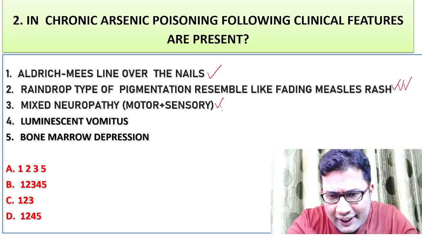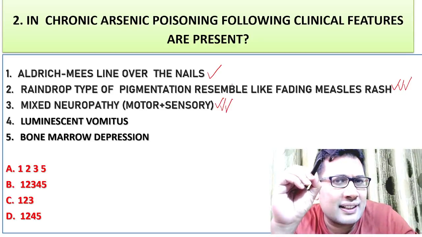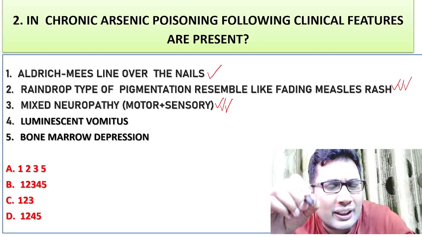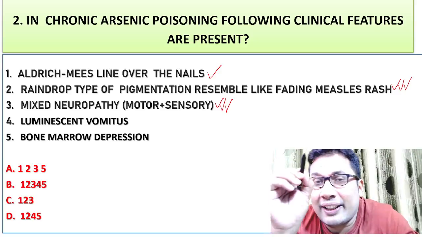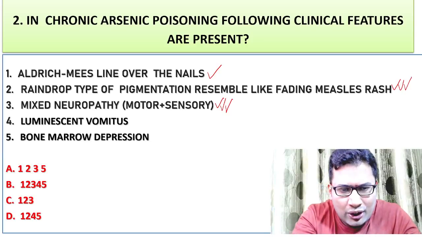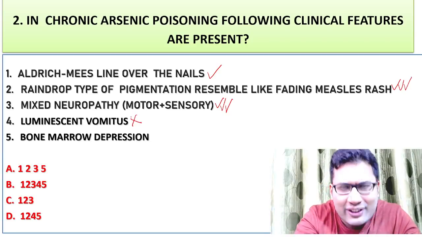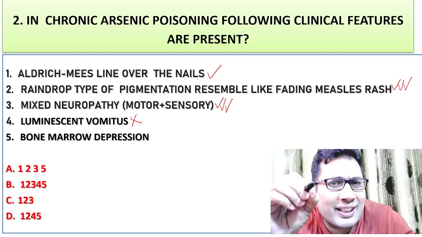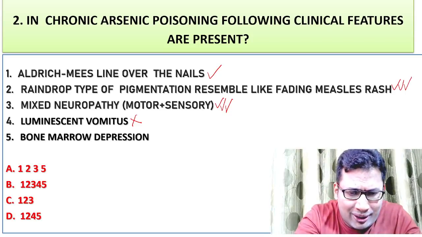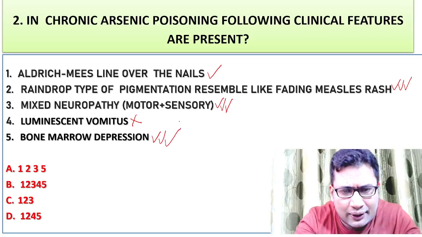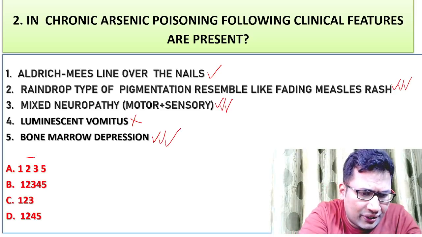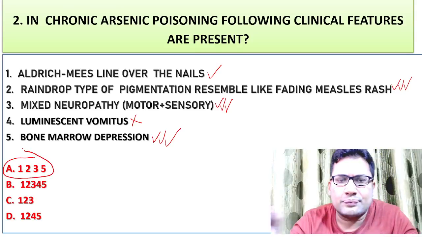Mixed neuropathy, yes, we discussed many times. There is a neuropathy in arsenic poison which is mixed. There is a motor neuropathy and sensory neuropathy. Remember, in lead poison, there is a pure motor neuropathy. Luminescent vomitus is not seen. Luminescent vomitus is seen in case of yellow phosphorus poison. Bone marrow depression, yes, that can be seen. So the correct answer is 1, 2, 3, 5. The answer is A.